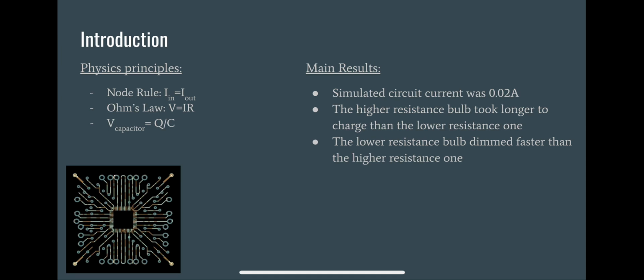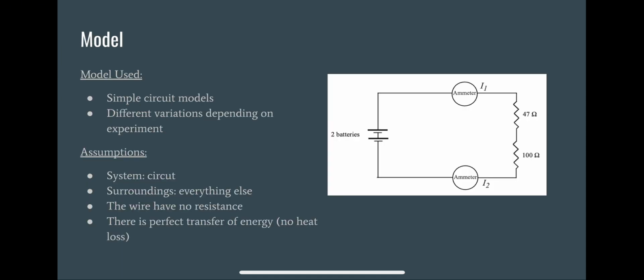The main results from this lab were that the simulated circuit current was 0.02 amps, the high resistant bulb made the capacitor take longer to charge than the low resistant bulb, and the low resistant bulb dimmed faster than the higher resistance one. The model we're using is a simple circuit model with a couple different variations depending on our experiment. Our assumptions are that the system is the circuit and surroundings is everything else, that the wires have no resistance, and there is perfect transfer energy, i.e.